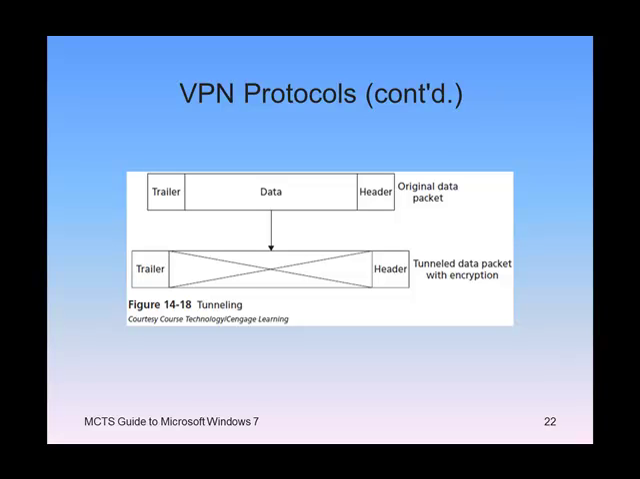And this is kind of down here, we go down here, trailer, and the header. We take this header, tunnel with data packet encryption. This header is going to be a new IP header. It's going to be routable. It's going to be unencrypted.